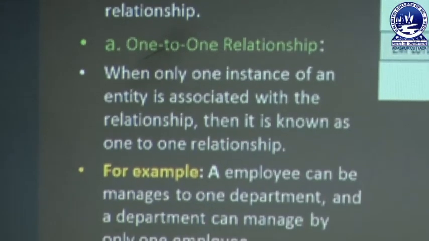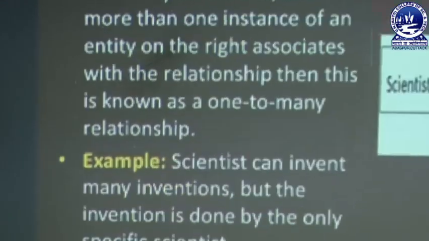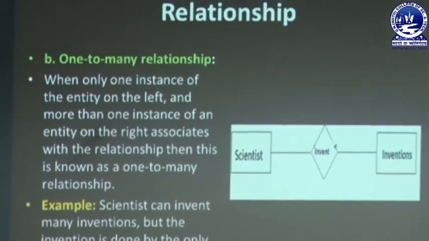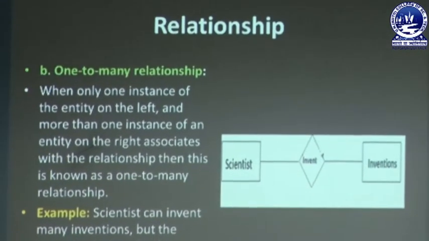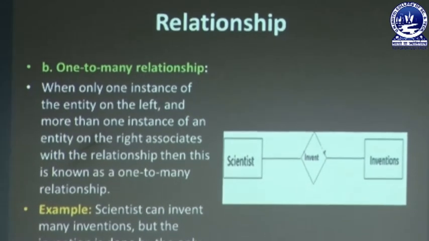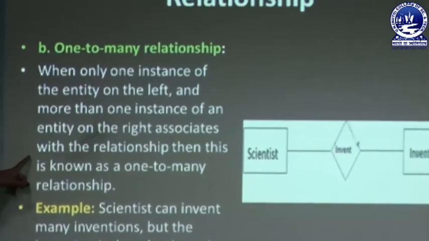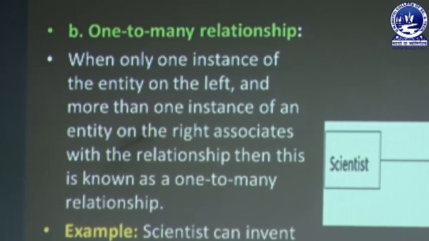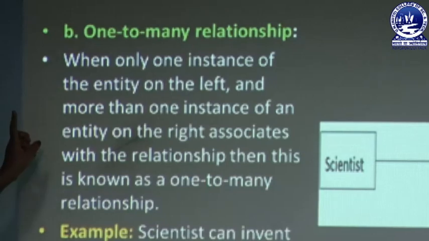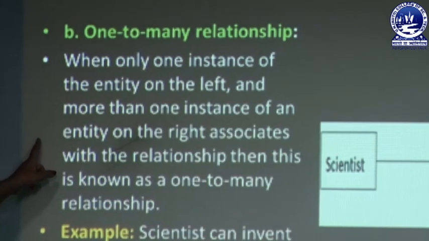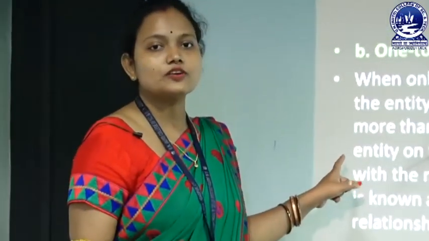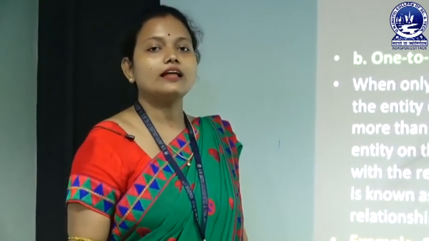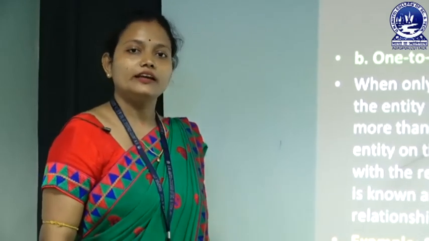The next type is one to many. When only one instance of an entity on the left and more than one instance of an entity on the right are associated with the relationship, then it is called one to many. That means one instance of an entity on the left and more than one instance of an entity on the right are associated with the relationship, then that is called a one to many relationship.